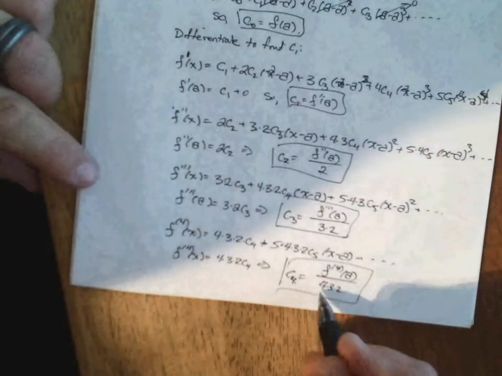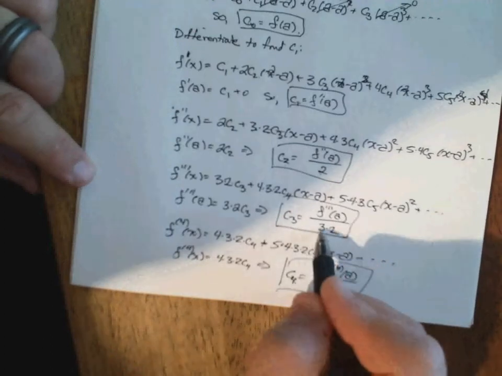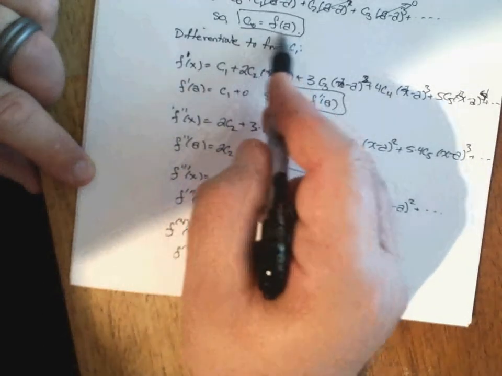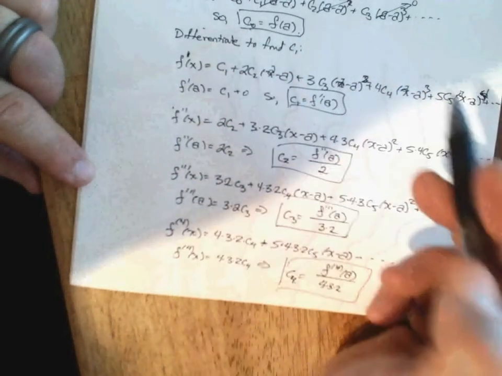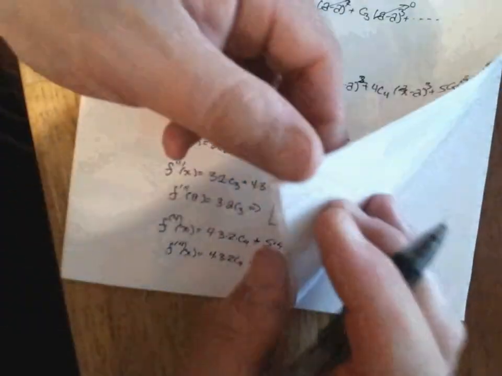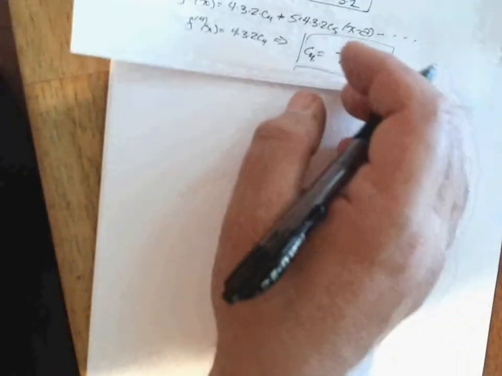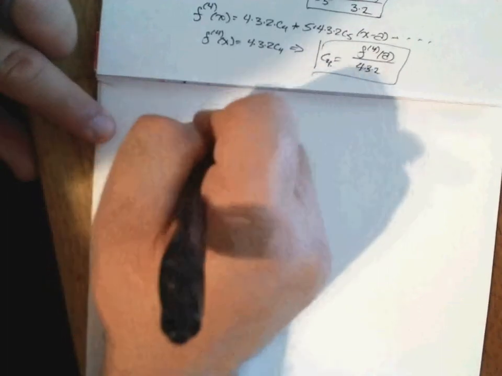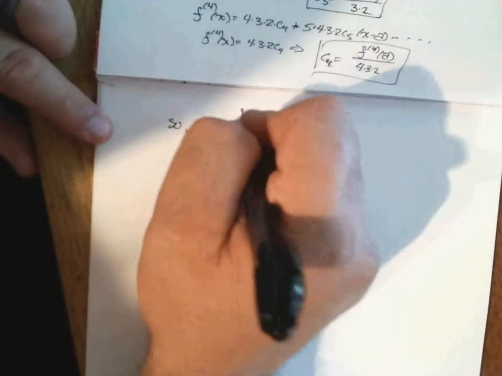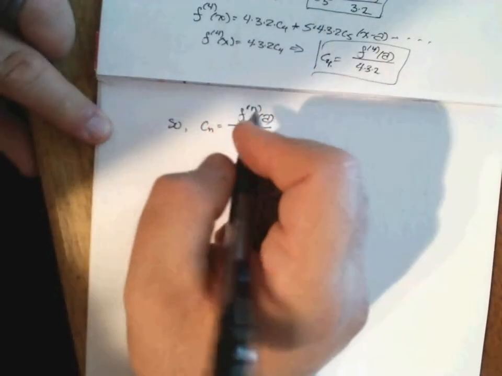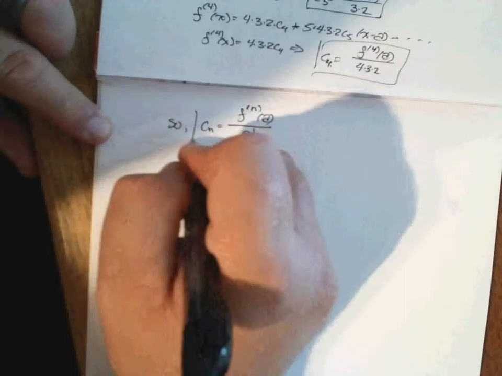What's going on there? Well, 4 times 3 times 2 is simply 4 factorial, 3 times 2 is 3 factorial, 2 is 2 factorial, 1 is 1 factorial, and 1 here is also 0 factorial by definition. So the formula that we have now for the c sub n is understood. And again, we just match it up from here. C sub n is the nth derivative of your function evaluated at the center you choose divided by n factorial.